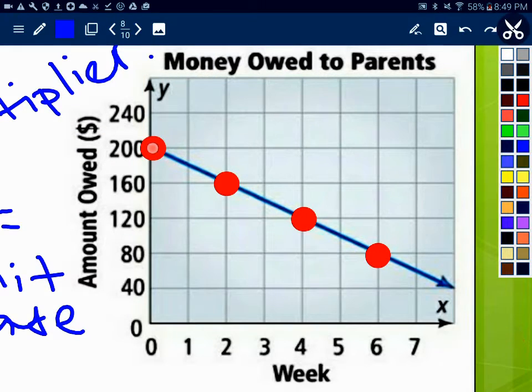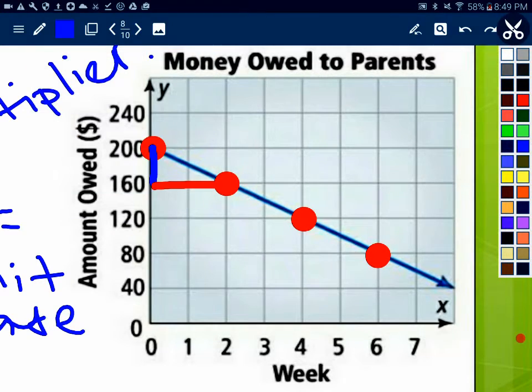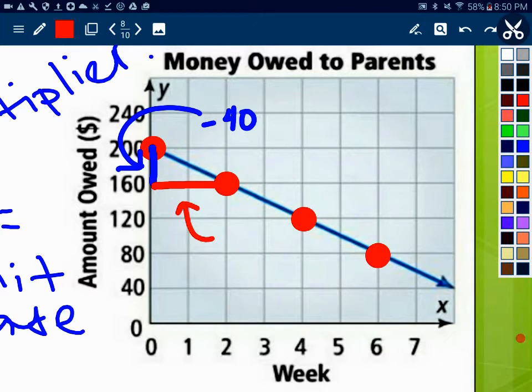Okay, so I'm seeing from here, I'm falling, and then I'm running. Now, how many units did I fall? Well, I did just fall one grid line, but that grid line is worth more than just 1 unit. So to go from 200 down to 160, that was negative 40 units, okay, or negative $40. As for the run, okay, our x's are labeled by 1s. So really, I can just count the grid lines here. This should be 2 weeks.